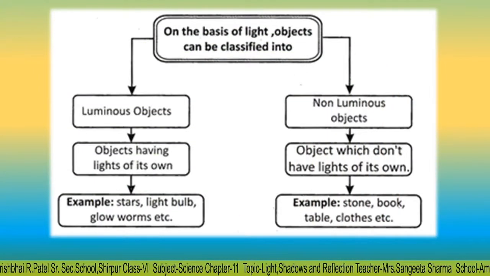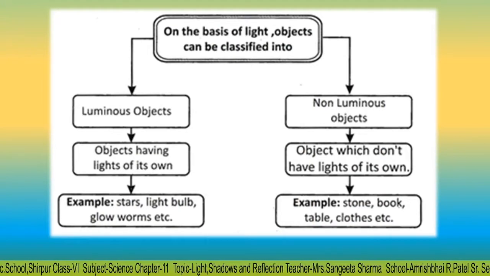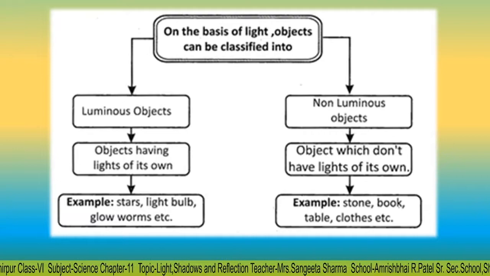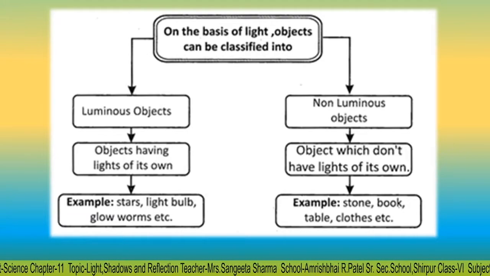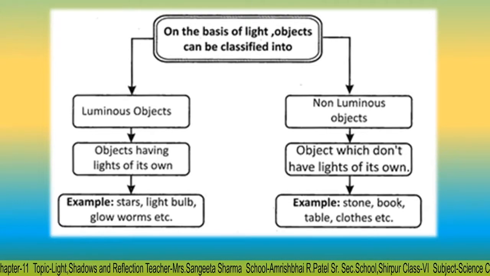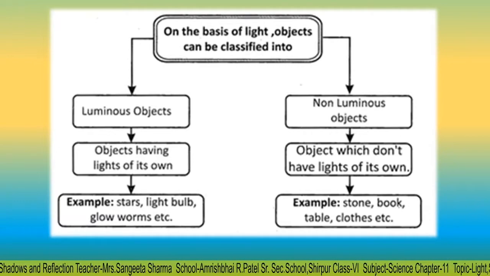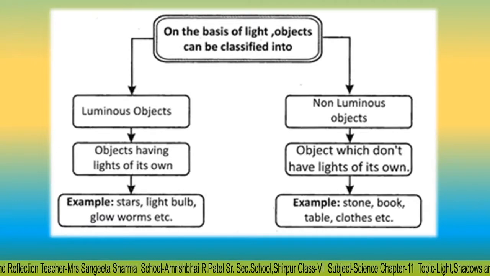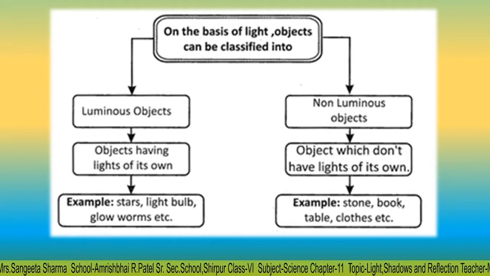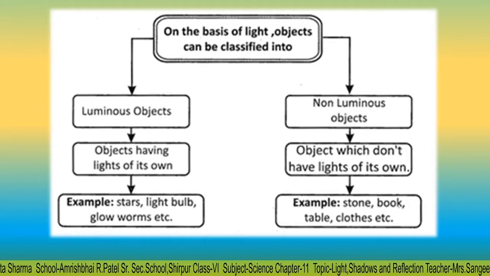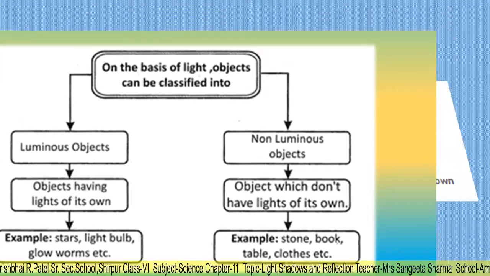On the basis of light, objects can be classified into luminous objects and non-luminous objects. Luminous objects are objects having light of their own, and non-luminous objects are objects which do not have light of their own. Examples of luminous objects are stars, light bulb, glowworms, etc. Examples of non-luminous objects: stone, book, table, clothes, etc.